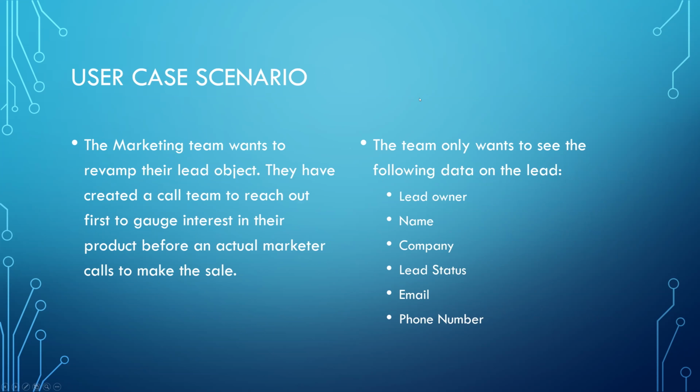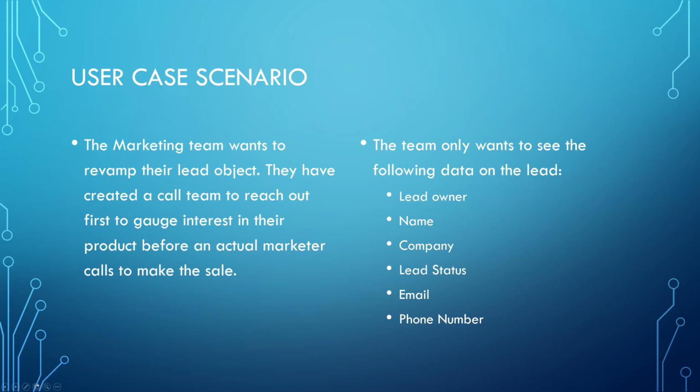So here's my case scenario. We have a marketing team. They want to revamp their lead object. They've created a call team to reach out first to gauge interest of their product versus having the actual marketer make the calls for the sale. So what they want for this team that's making the preliminary call is a very slimmed down look of the lead. So they just want the lead owner, name, company, status, email, and phone number.